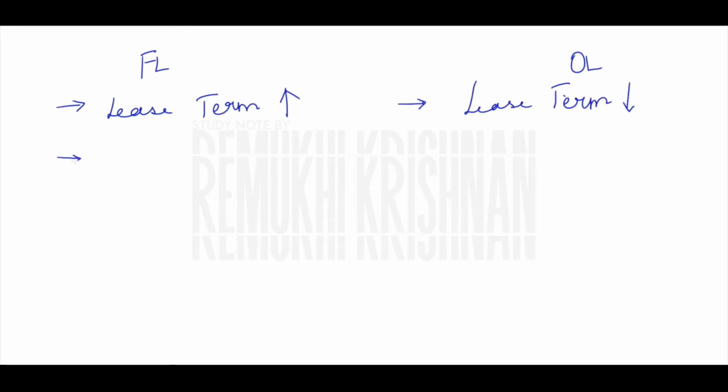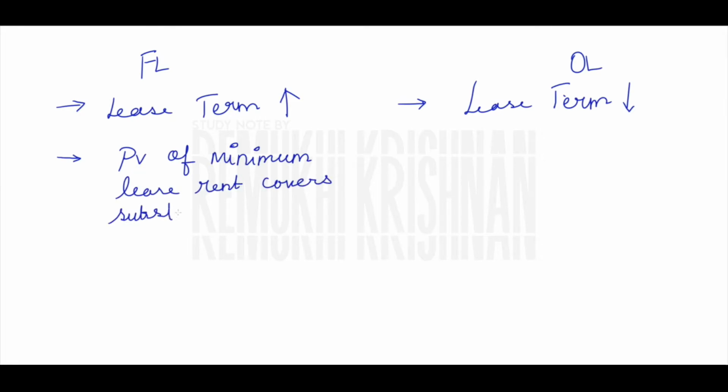As I said, the lease term is going to be very high for finance lease. It is not for a month or two. It will be a long period, a year and so on for finance lease. Whereas when it comes to operating lease, the lease term is going to be very less, like a month or two. Another important point to be seen in finance lease is that the present value of minimum lease rent covers substantially the initial fair value of the leased asset.